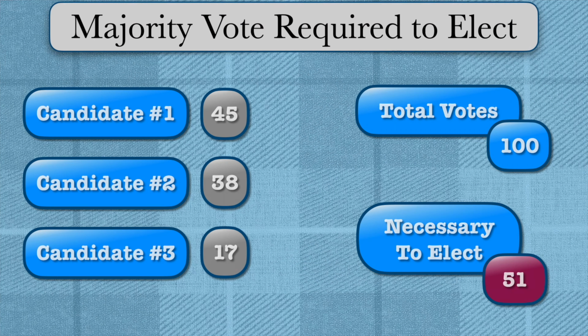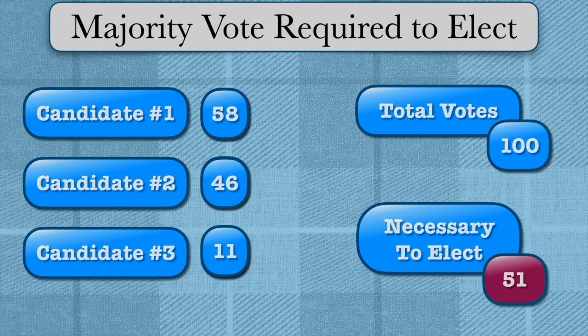Many people assume that the lowest vote getter is dropped from the ballot, or that only the top 2 candidates remain on the ballot. Under Robert's Rules of Order and common parliamentary law, this is not the case. So let's look at an example of how the reballoting might turn out. This time, let's say candidate number 1 received 58 votes. Candidate number 2 received 46 votes, and candidate number 3 received 11 votes.